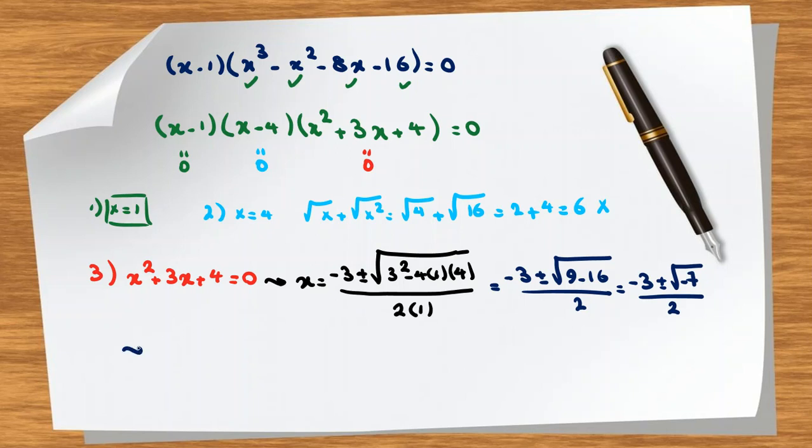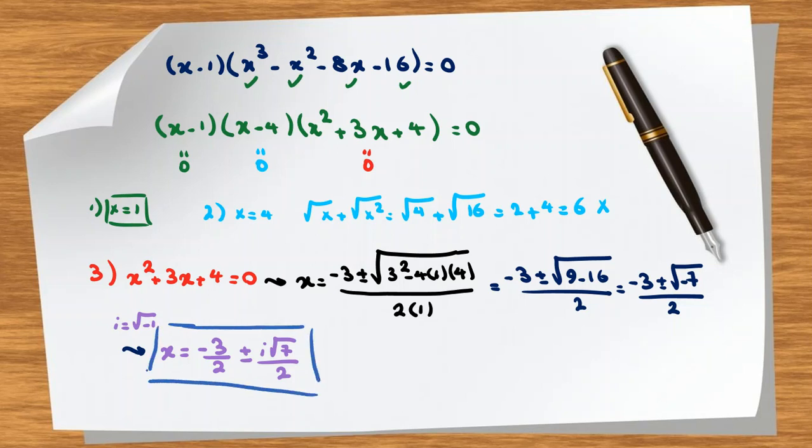So we can conclude x equals negative 3 over 2 plus minus i root 7 over 2. Okay, so you can check and replace. Try to do this as homework and comment your answers below this video, that x equals negative 3 over 2 plus minus i root 7 over 2 satisfies the main equation, which is root x plus root x squared equal to 2.